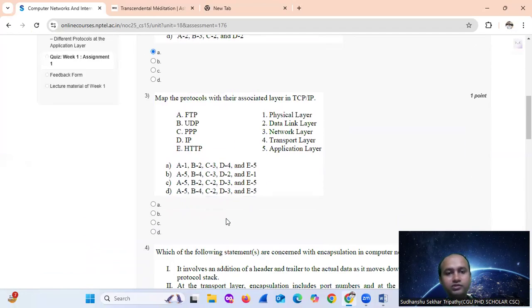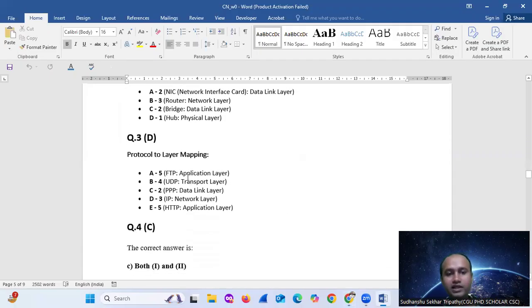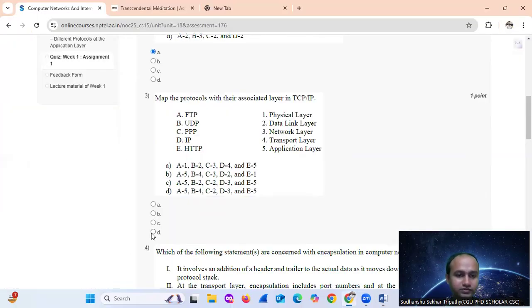Then in the third question, map the protocols, in A the protocols, in the second the associated layer. Okay, so FTP, file transfer protocol, is related to the application layer. UDP, user datagram protocol, is linked to the transport layer. PPP, point to point protocol, is the data link layer. Internet protocol is the network layer. Hypertext transfer protocol is the application layer. So it matches option number D. Okay.